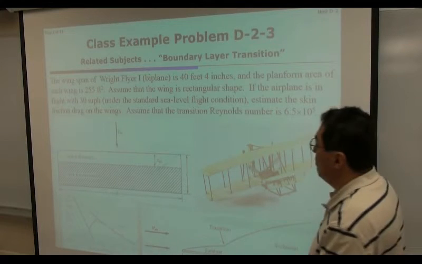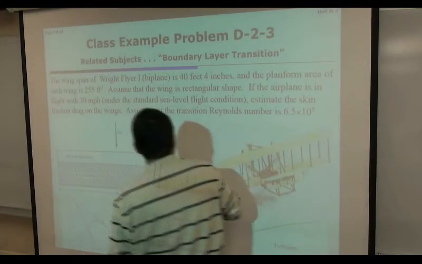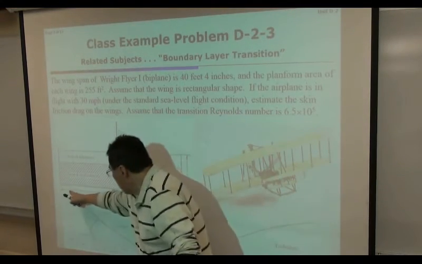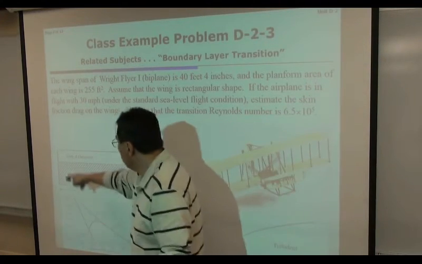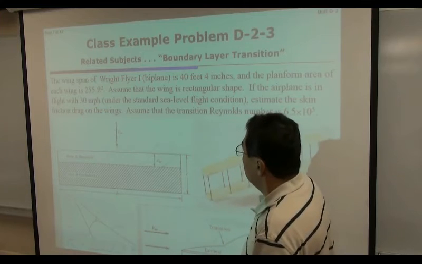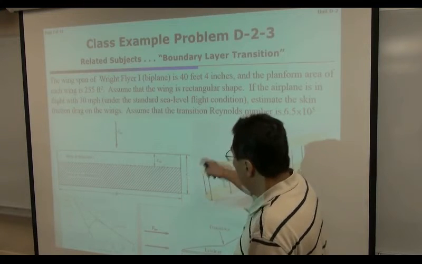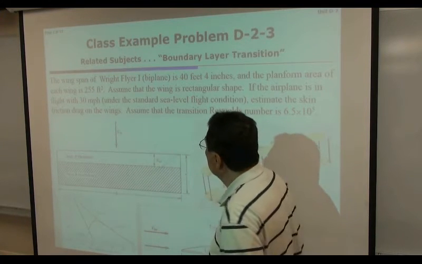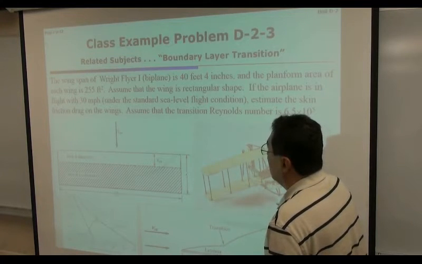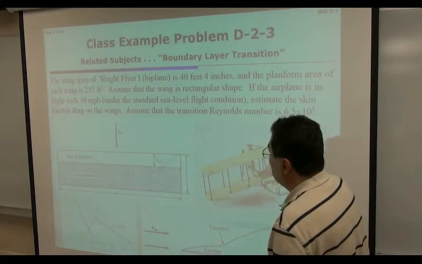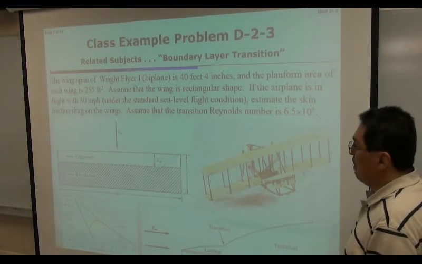The wingspan of the Wright Flyer 1 biplane, this is the wingspan b, is 40 feet 4 inches. The planform area of each wing is 255 square feet. Planform area divided by wingspan gives you the chord c. Assume that the wing is a rectangular shape. If the airplane is in flight at 30 miles per hour under standard sea level flight conditions, let's estimate the skin friction drag on the wings.